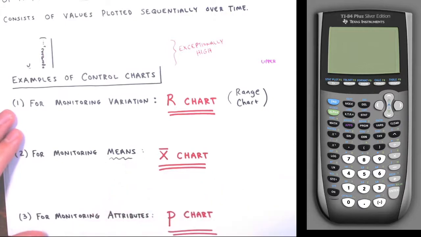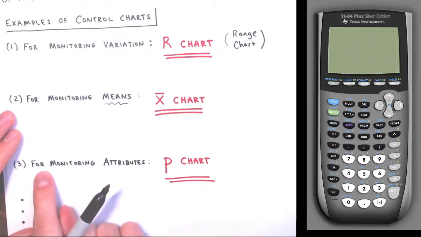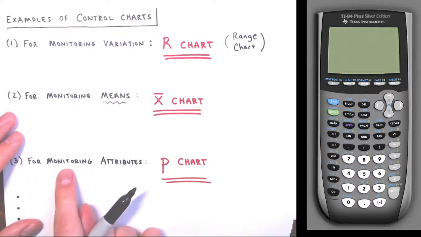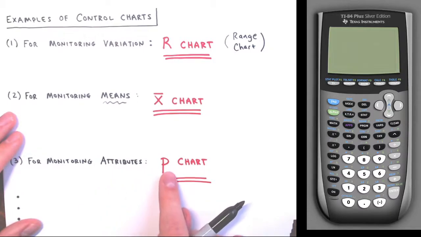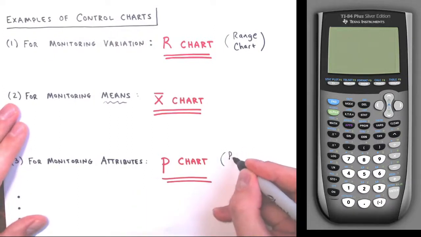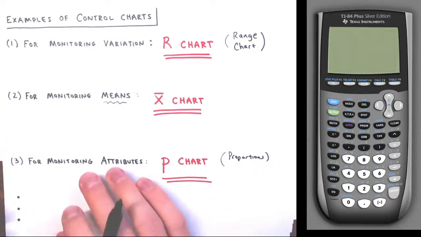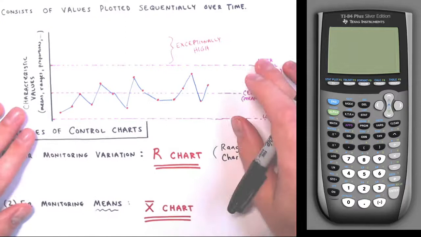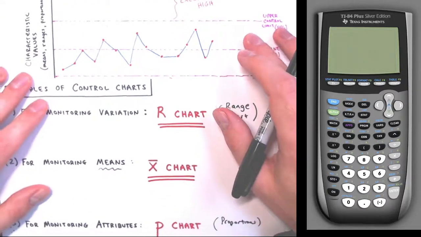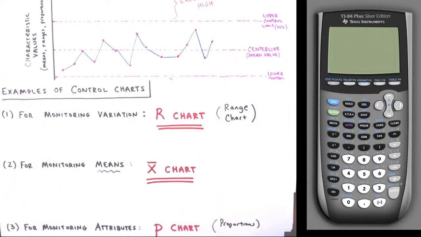monitoring means. Right. And then lastly, a control chart where I look at a process and monitor attributes, or a P chart, right? A proportion chart. P, remember, P was usually used for a sample proportion or a population proportion, some sort of proportion. That's right, proportions. So I pick an attribute, usually in manufacturing, an attribute would be defective or not defective. Is this product defective or not?